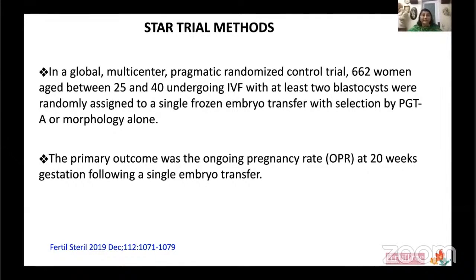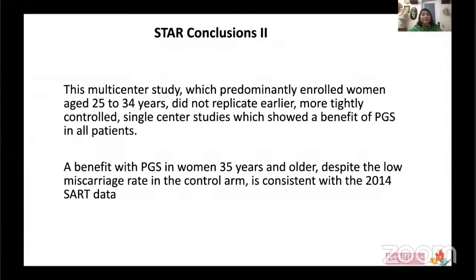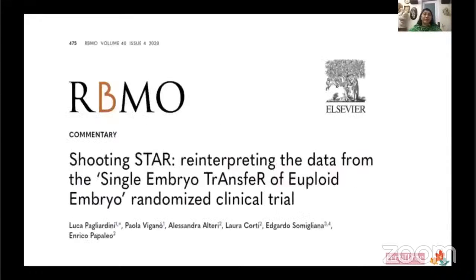Here, if you look carefully, for women who were less than 35, the PGT did not give much benefit, 49% as compared to 53%. But it did have a benefit in the 35 to 40 years group, where with PGT-A, the ongoing pregnancy rate was 50%, whereas in the control group, which only had morphology, it was 37%. But what was the important part of the study? It shows that PGT benefits women who are more than 35 and does not benefit women who are less than 35. Hence, we have to be very careful in selection of our patients.